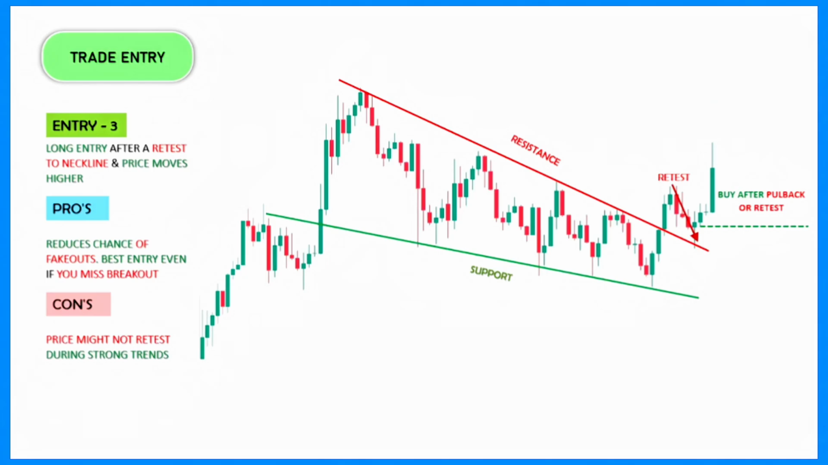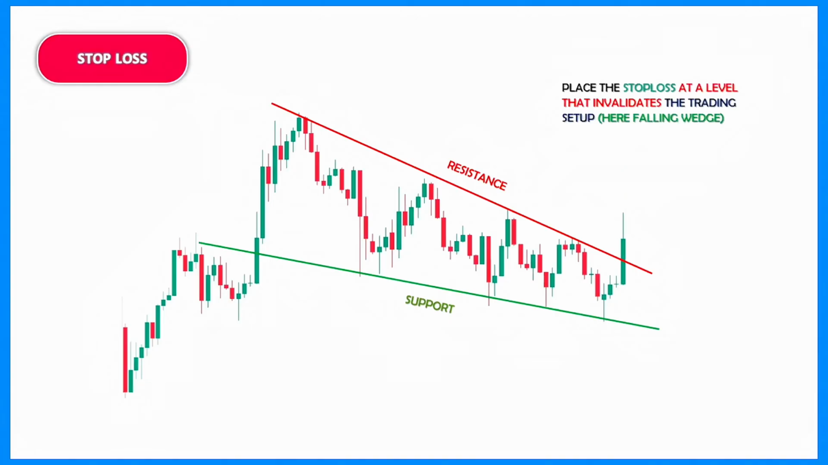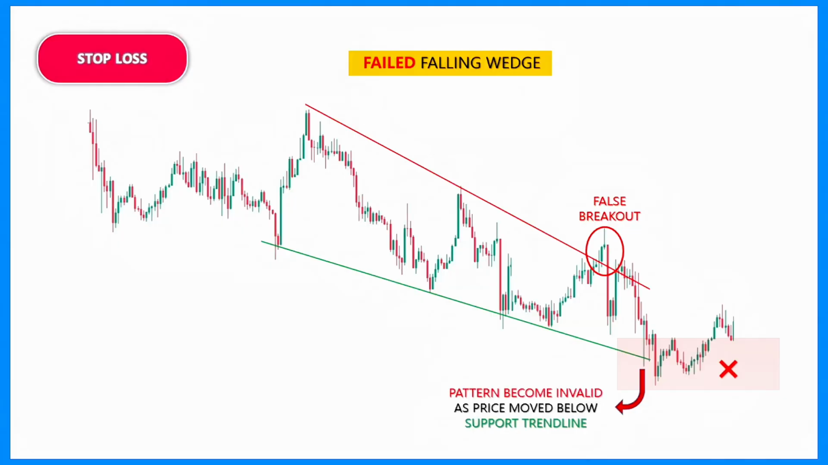Whether you prefer to be aggressive or conservative, whichever method you choose, always confirm the breakout using volume and momentum for stronger reliability. Now let's discuss how to place your stop loss when trading a falling wedge pattern. It doesn't matter whether you entered on the breakout or the pullback. Your stop loss should always be placed at a level that, if hit, invalidates your trade setup. That means if price hits your stop loss, you immediately know your analysis was wrong. And that's exactly how a professional stop loss should work.